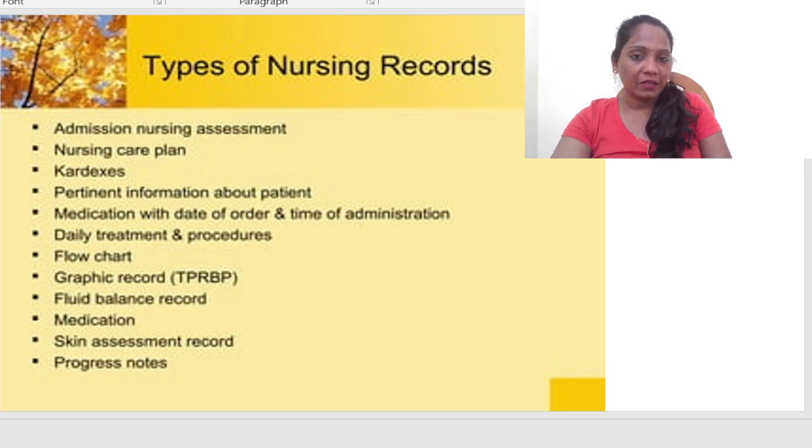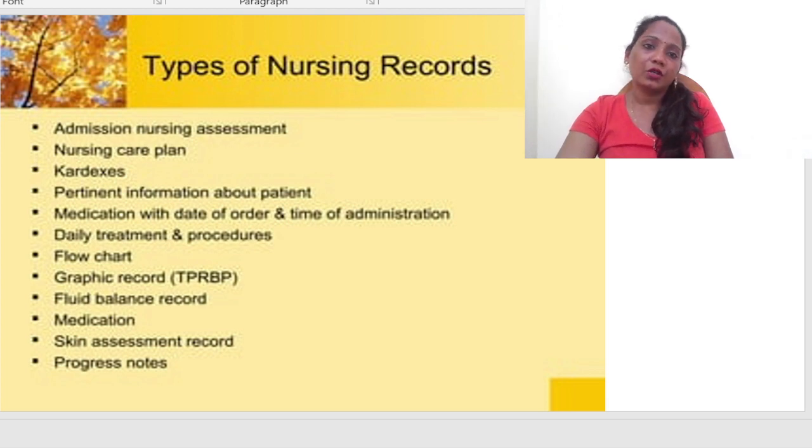So like TPR and BP, which I mentioned: temperature, pulse, respiration and BP, fluid balance records, medication records, skin assessment records, and progress notes. Progress notes, even today, most of the hospitals are following this pattern. Like nurses' notes will be there. What are the things we have done in the morning shift or afternoon shift or in the evening shift? According to that, the next continuation nurse will follow what needs to be done. That's what we call progress notes.